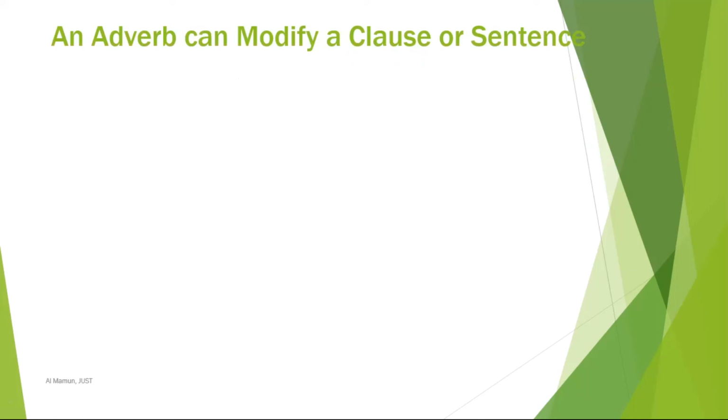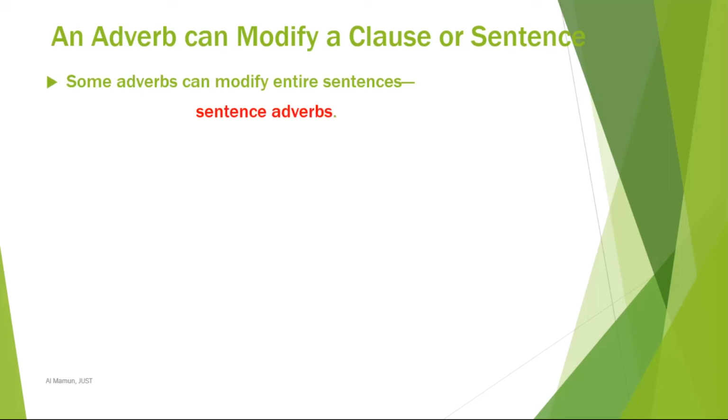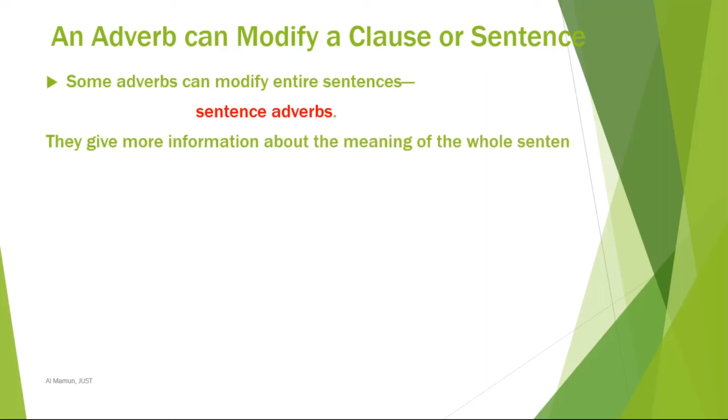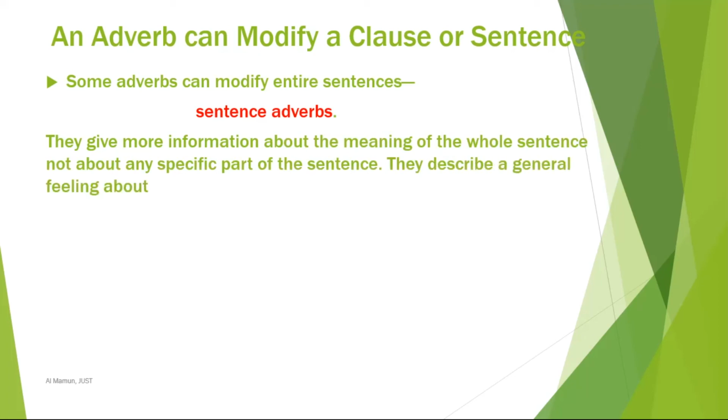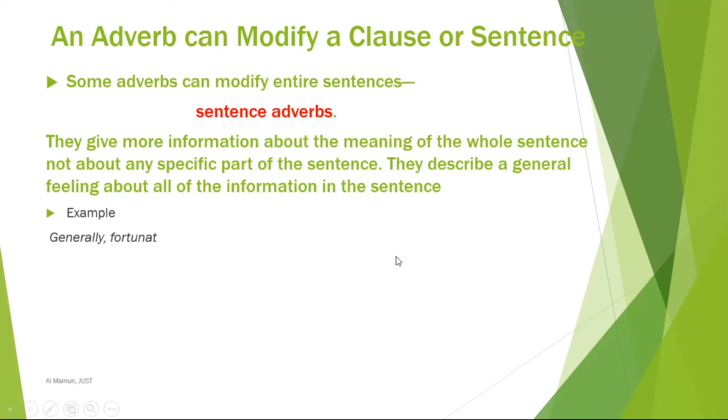An adverb can modify a clause or sentence. So besides modifying a word, it can modify a clause or a sentence. Some adverbs can modify an entire sentence. They are called sentence adverbs. They give more information about the meaning of the whole sentence, not about any specific part of the sentence. They describe a general feeling about all the information in the sentence. Example: generally, fortunately, interestingly, unfortunately, etc.